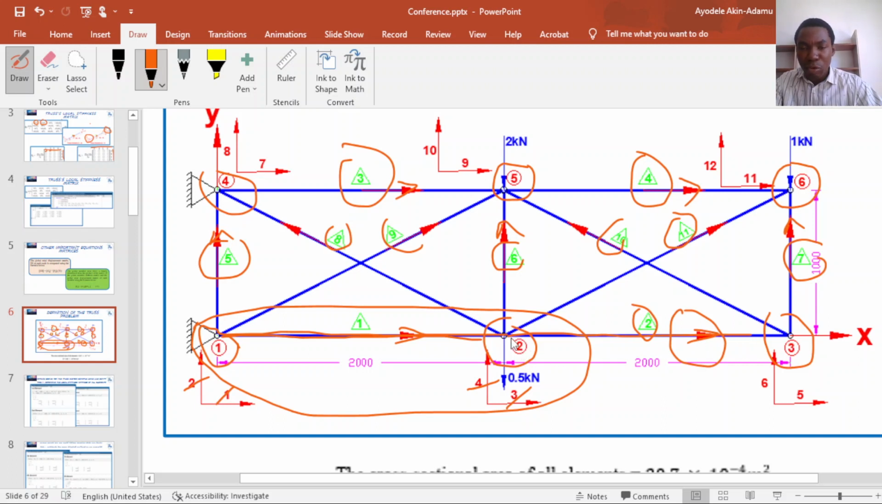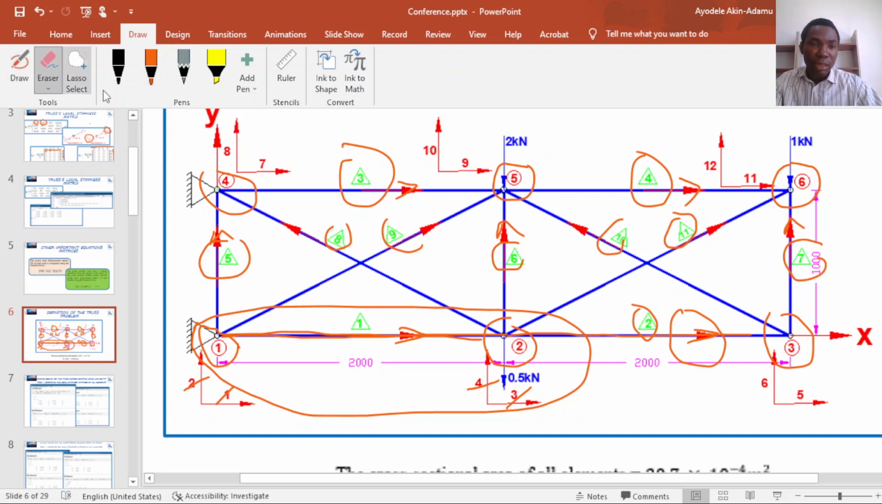Also for element 2, because the arrow is pointing from node 2 to node 3, we will take measurement from node 2. The theta for element 2 is also 0. For element 3, the theta for element 3 is also 0, because we are going to take our measurement of theta from node 4. For element 4, the theta for element 4 is 0, because we are taking our angle measurement from node 5.